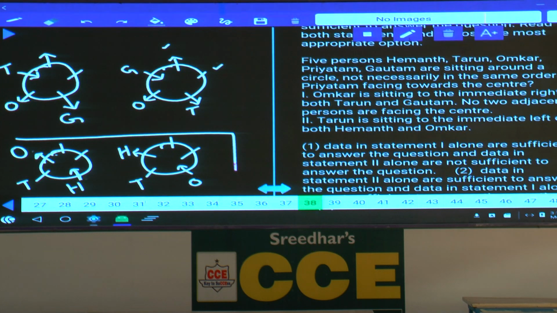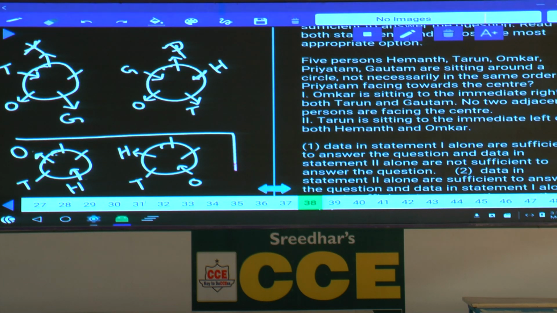Tarun is sitting to the immediate left of both these two. Now as Tarun is here, this Tarun is to the immediate left of whom? Tarun is to the immediate left of both Hemant and Omkar. Now in this case, Tarun is to the immediate right hand side of Omkar. Are you following this one or not? And this case is ruled out. And in this case, now Tarun is to the left of Omkar and to the left of whom? Left of Hemant. As this Hemant is here and this person is facing the center, then this Preetham must be at this place. Are you getting a unique answer or not?